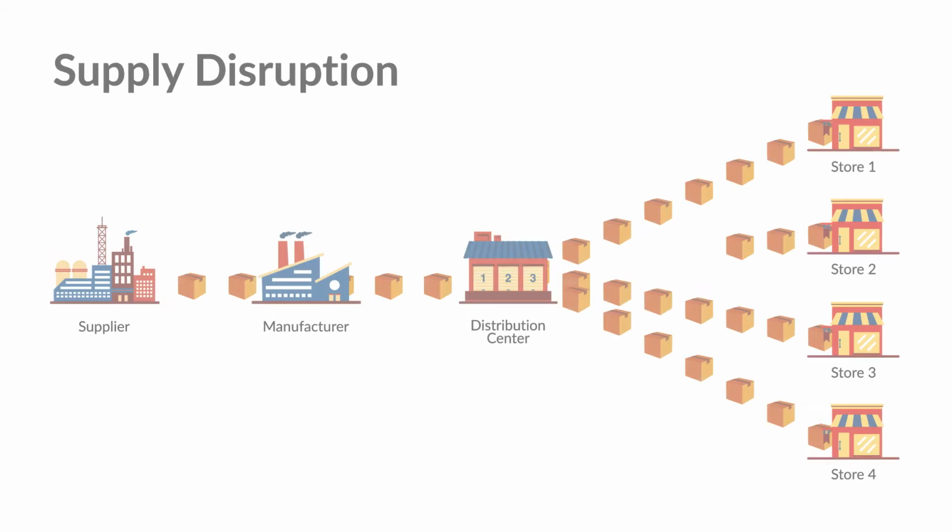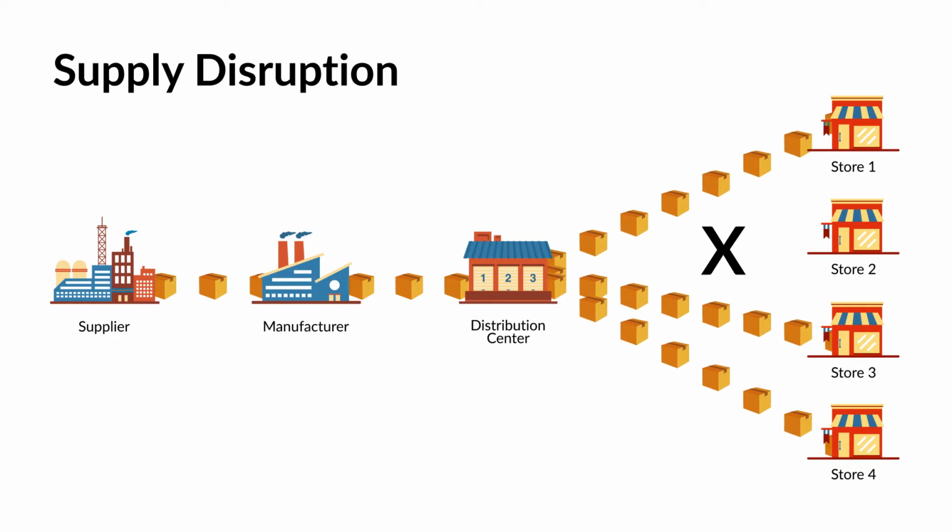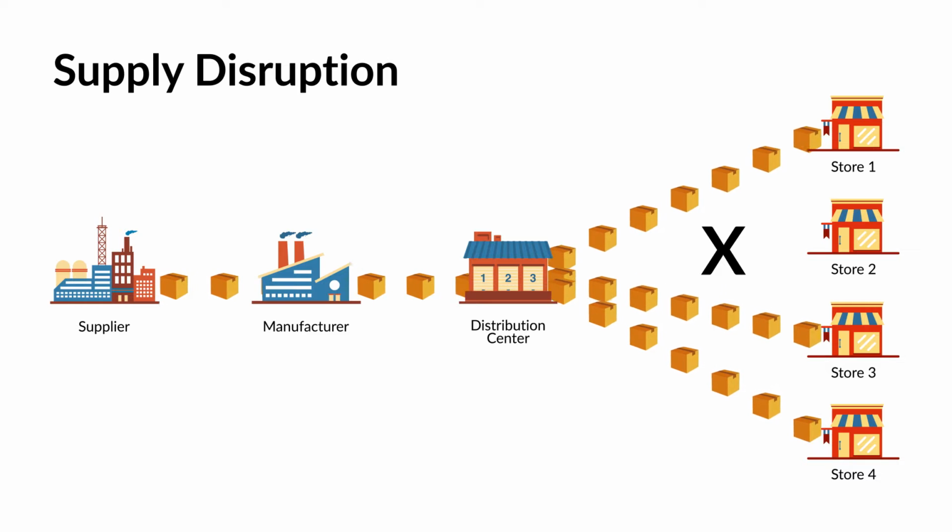Here's another scenario. There are also times when a supply disruption may come from a firm's own internal distribution network. Just like problems can arise with suppliers or manufacturers, things can also go wrong in a distribution center and create a supply disruption for individual store locations. What can a supply chain manager do?